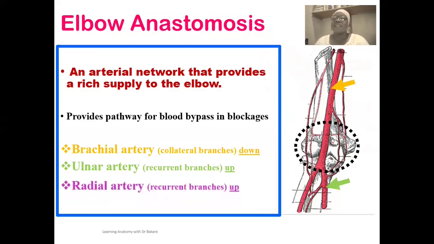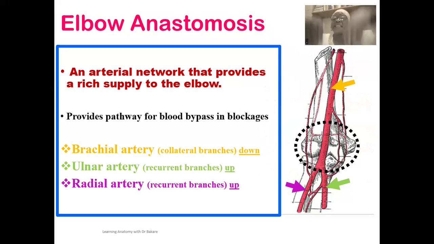We also have another branch that also contributes to the formation of the elbow anastomosis. And this is the second terminal branch of the brachial artery, and this is the radial artery. This is where we have the radial artery here, arrowed at this lateral side. So this radial artery also is seen to contribute its recurrent branches, which of course are directed upward.